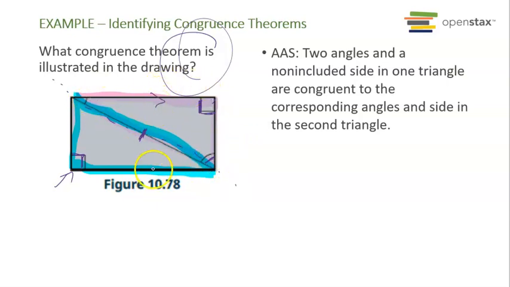I also know that I have these pair of parallel lines. So this dotted fold line is a transversal, which means I have alternate interiors right there. So now I got angle, angle, side. And I can prove that this pink triangle and the blue triangle are congruent.